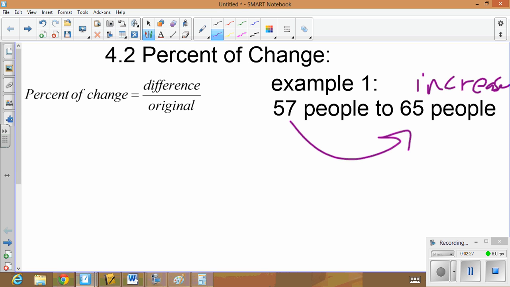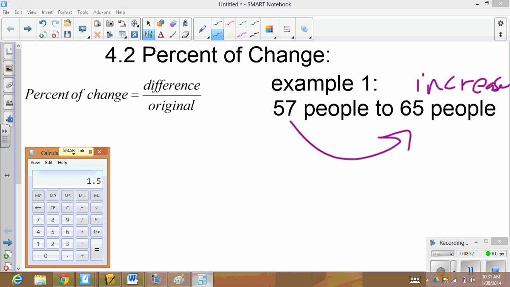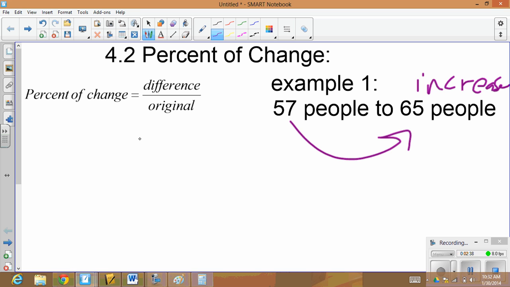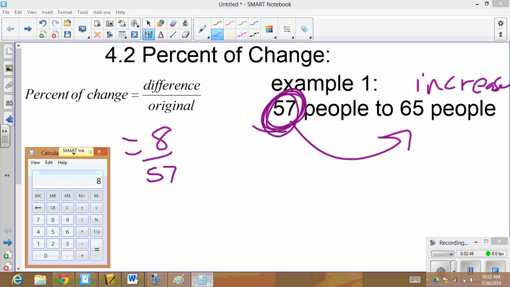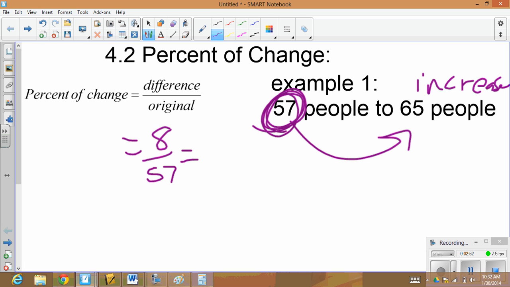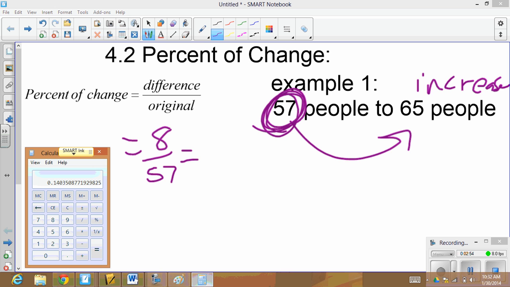So we would take the difference of 57 and 65, so you would take the bigger number, 65 minus 57. We get a difference of 8 over the original. Originally, there were 57. And we just take those two numbers and divide. So you're going to do 8 divided by 57. And if you take a look at this solution, I get 0.140.